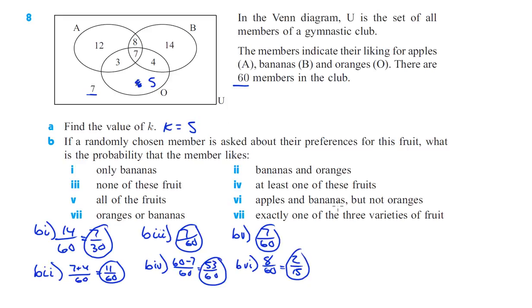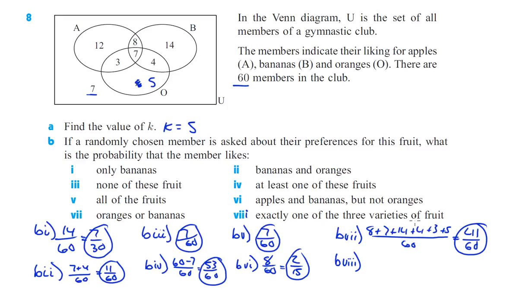Okay, and then part 7 is oranges or bananas. So here's oranges or bananas. So that's going to be everybody in these 2 circles here, right? So that's going to be 8 plus 7 plus 14 plus 4 plus 3 plus 5 all over our 60. So let's see, that's 15, 29, 33, 36, 41. So it gives us 41 out of 60 like oranges or bananas.